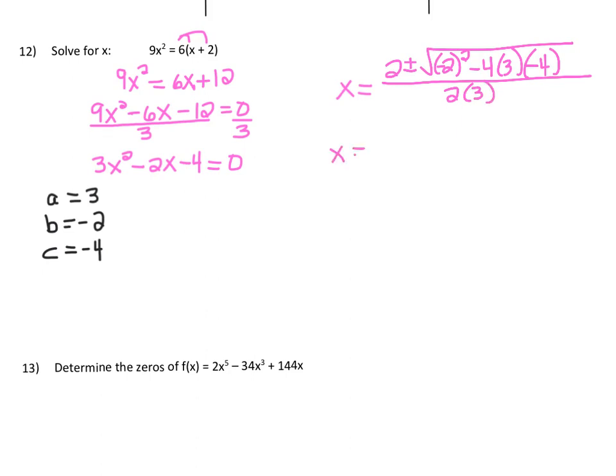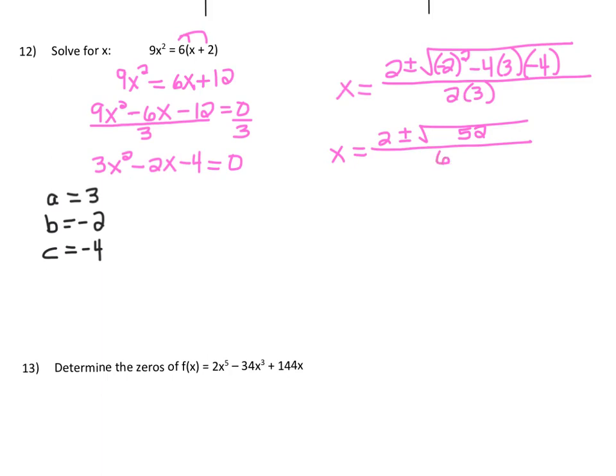All right, so we have x equals 2 plus or minus. Now we have to figure out what is under the radical. So if we take negative 2 and square it, that gives us 4. And then negative 4 times 3 is negative 12, and negative 12 times negative 4 is positive 48. So 4 plus, a negative times negative is positive, 4 plus 48 is 52. If you really struggle doing that by hand, you can always plug it in your calculator and double check your work. And then we're going to put that over 2 times 3, which is 6.